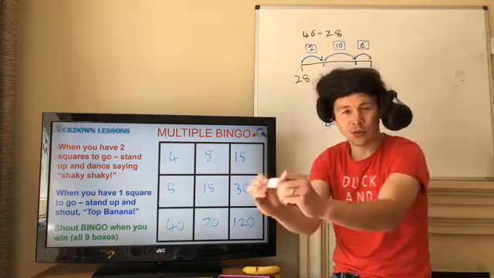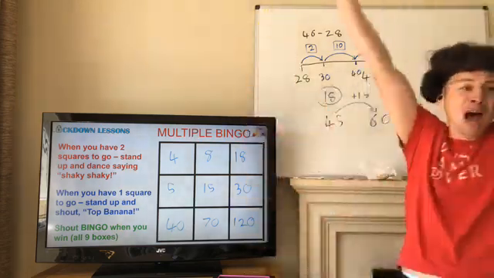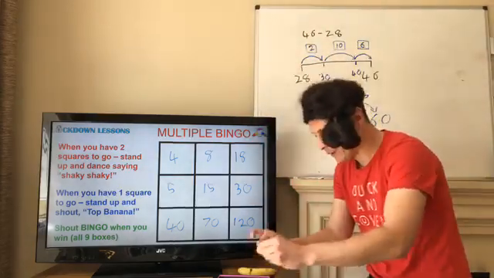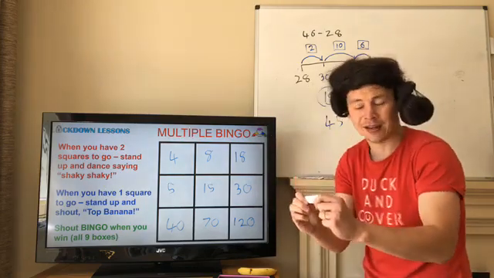Next one. It's a square number. Top banana from Sunny as well. And a bingo for Sunny! One more bingo to go. We're waiting for one more bingo. And we got another shaky shaky. 10 times 10.